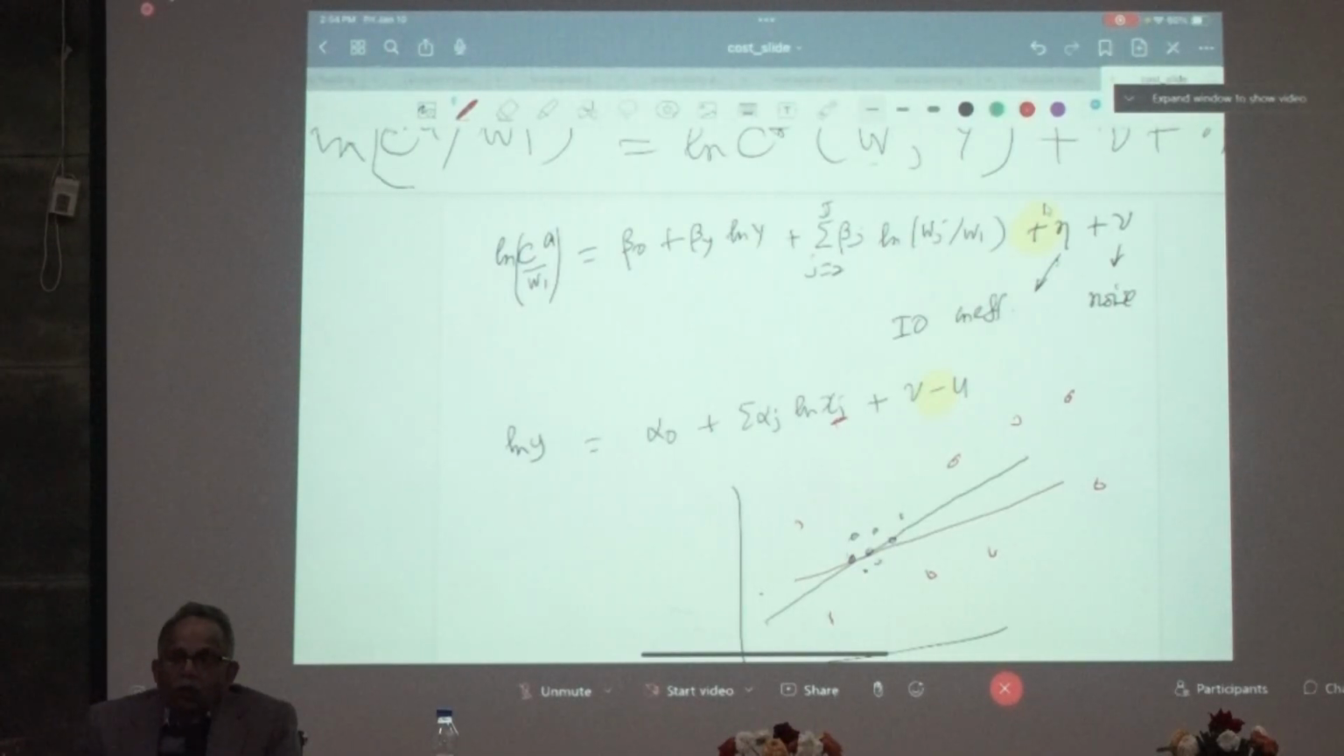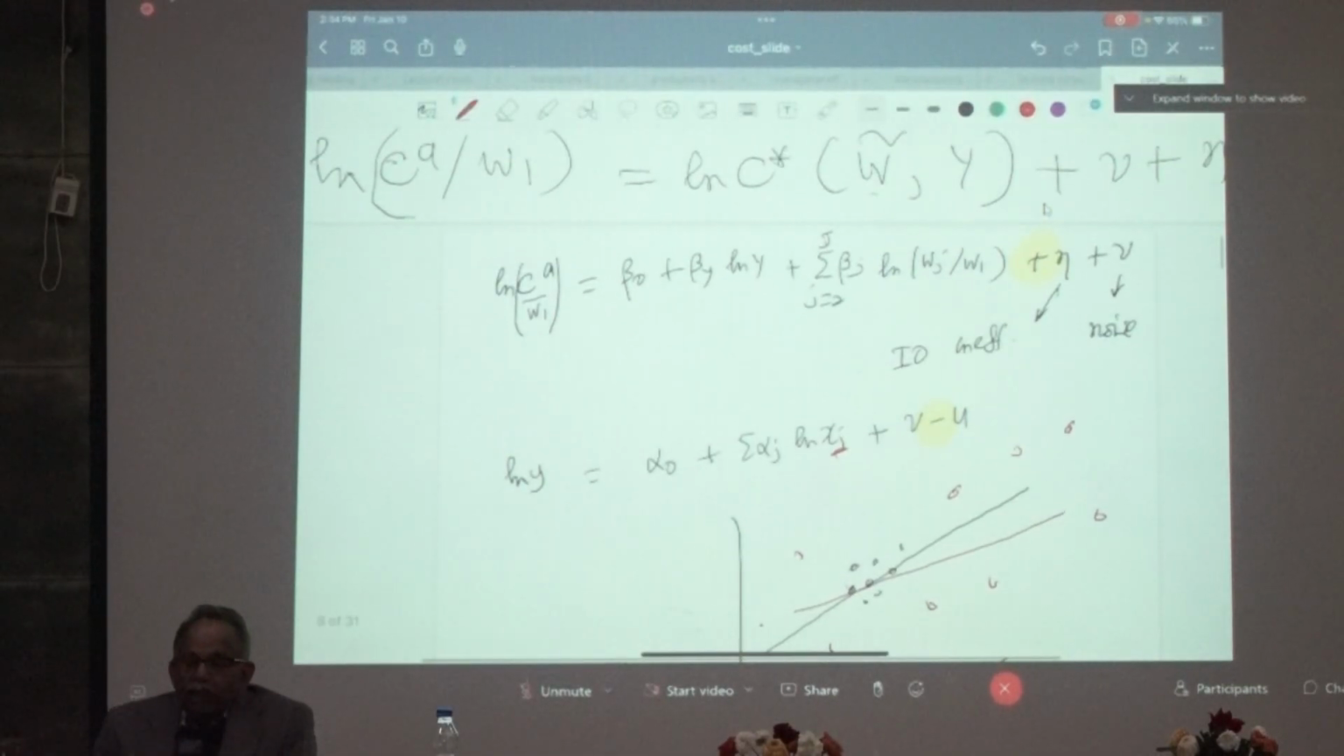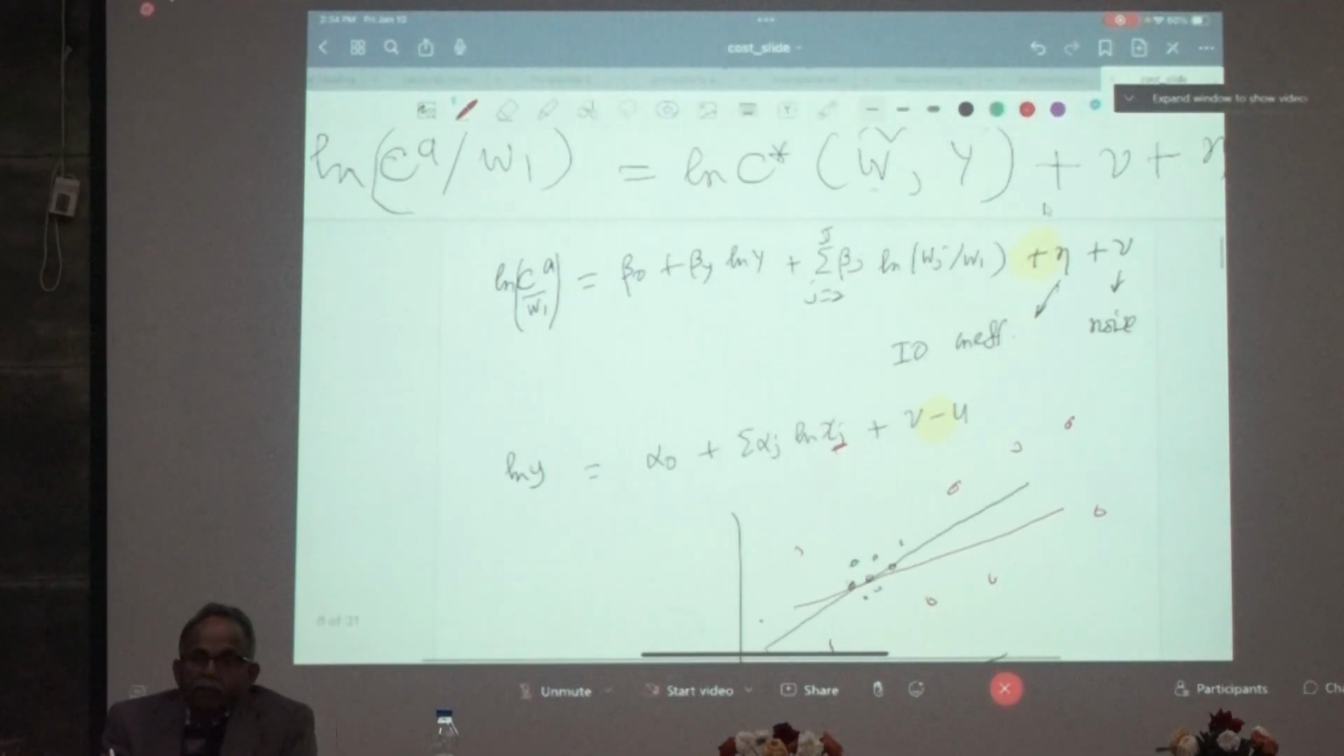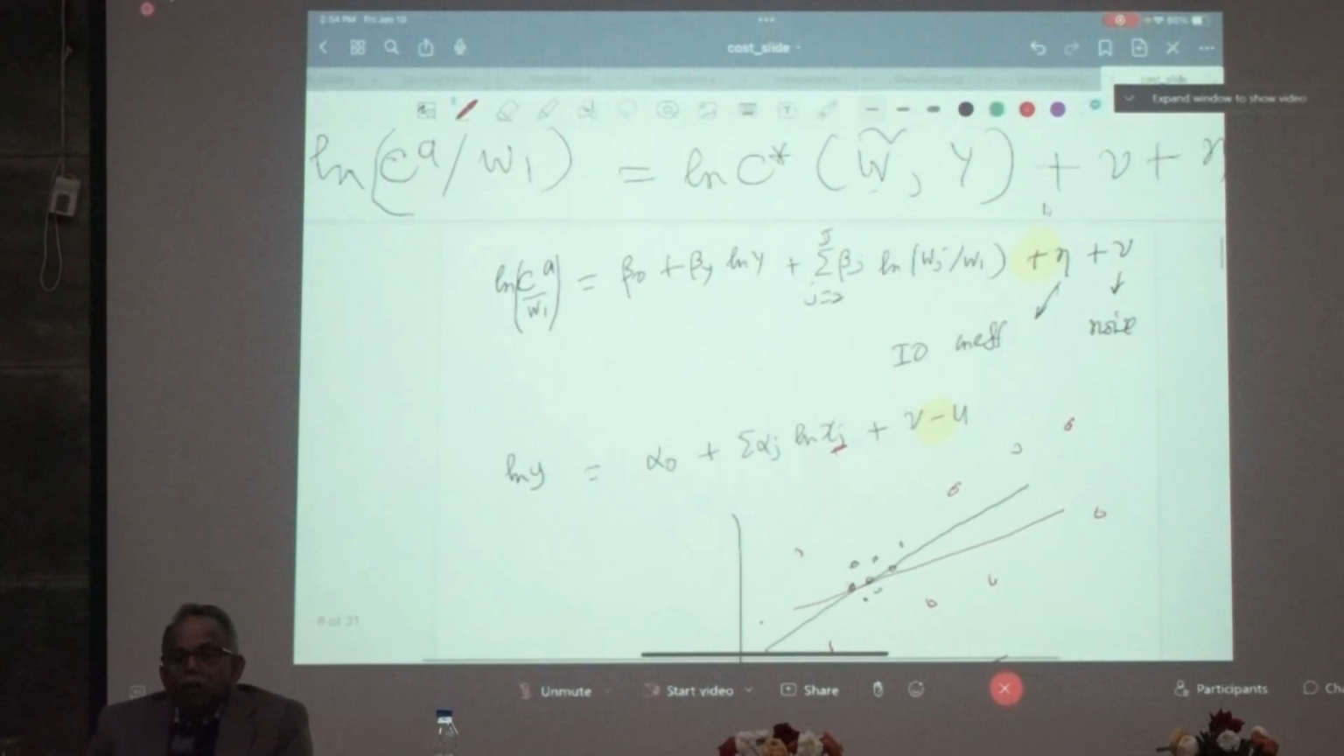Anyway, this is the point I wanted to make. It means you don't need to do anything extra in terms of estimation. You just change the sign from minus to plus, and that is interpreted as the input-oriented inefficiency. The interpretation is the percentage increase in cost because you are not allocating your inputs efficiently. Now, I will finish in 5 minutes.